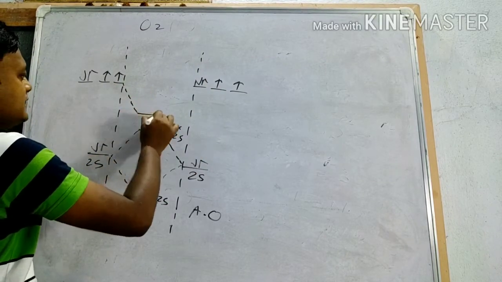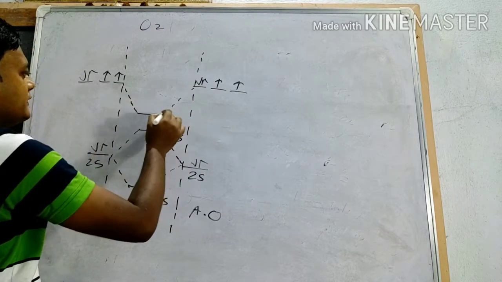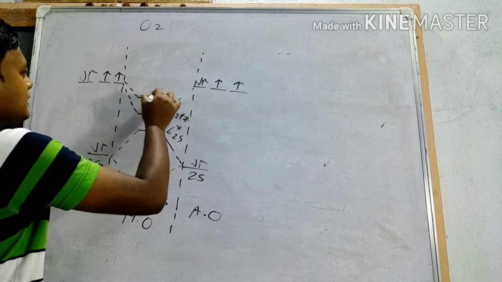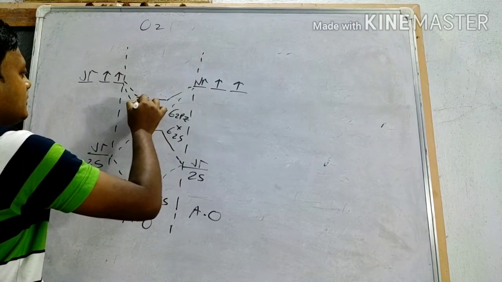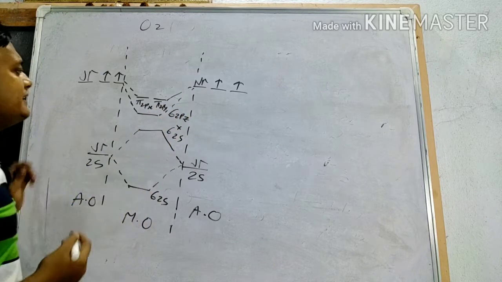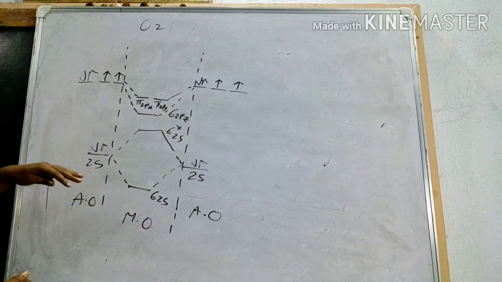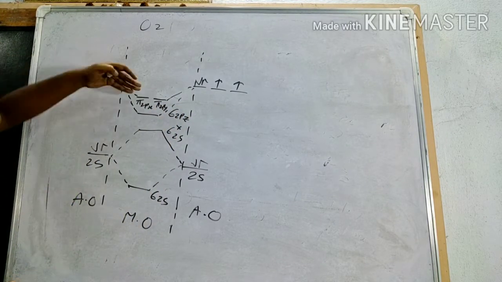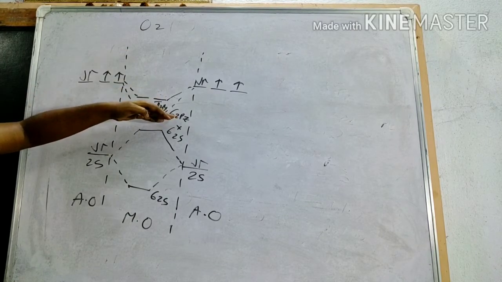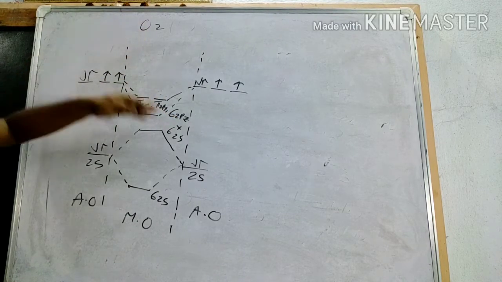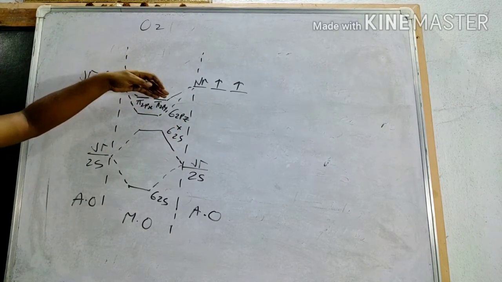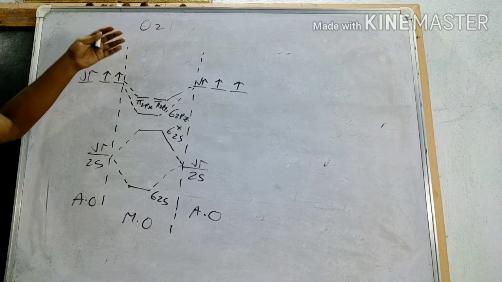But remember one thing, in this case, first sigma 2pz, then pi 2px, pi 2py. That is the main difference between nitrogen and oxygen. In case of nitrogen, first pi 2px, pi 2py, then sigma 2pz. But in case of oxygen, first sigma 2pz, then pi 2px, pi 2py. In case of nitrogen, what happened?